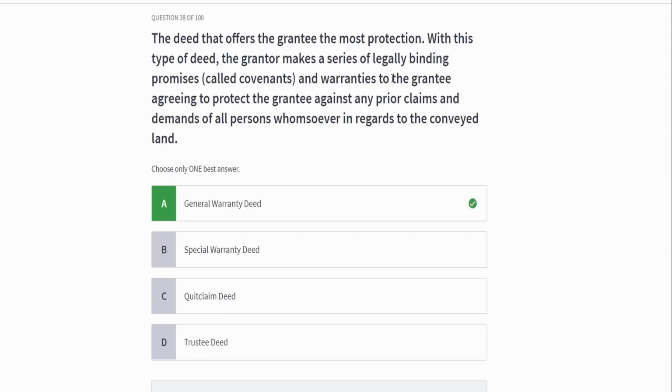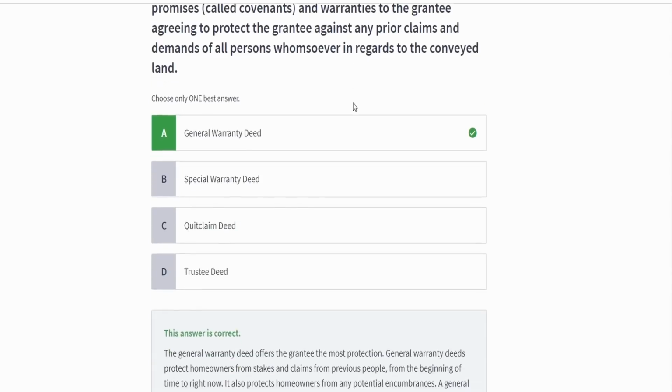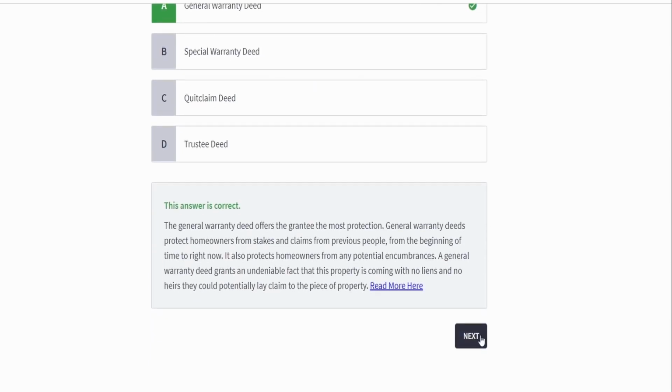When you're just looking at this question, just make sure to dissect it. Obviously it says the deed that offers the grantee the most protection. Don't overthink this. If you know your deeds, you're going to know this problem. It's as simple as that. If you didn't know it, then you need to study up on your deeds. Things you should be thinking about while we're doing this.